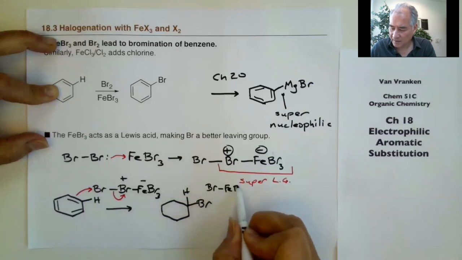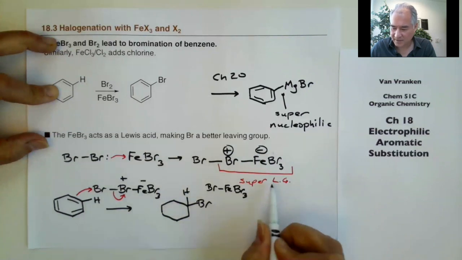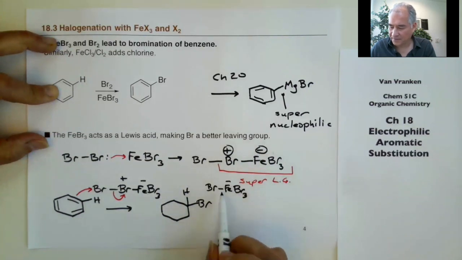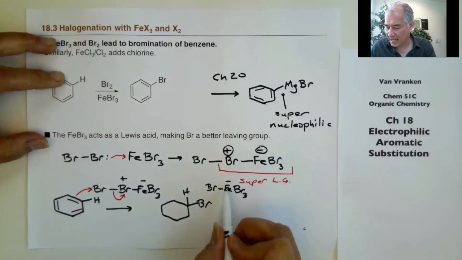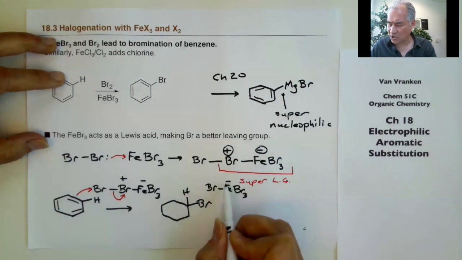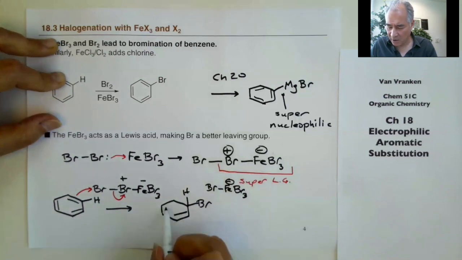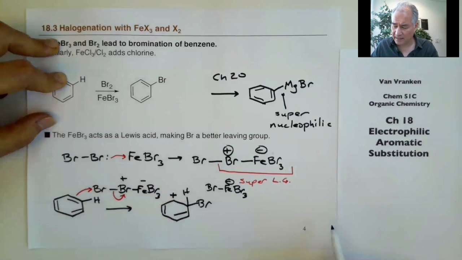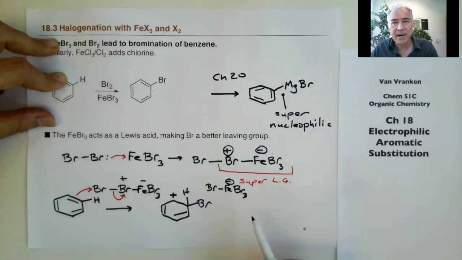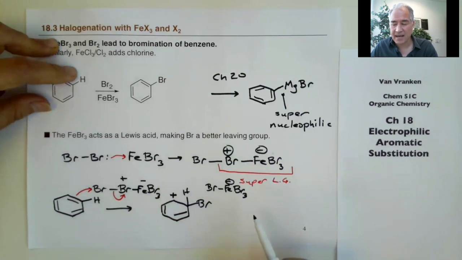I'm running out of room here because of this lettering. It's this ferrate anion, and it might look weird to have that negative charge on iron. Don't worry about that. Now, according to my arrow pushing, I've left a carbocation here at this top carbon, and the benzene ring, this arenium ion, has lost aromaticity. It's not aromatic anymore. Boy, it really wants to be aromatic again.